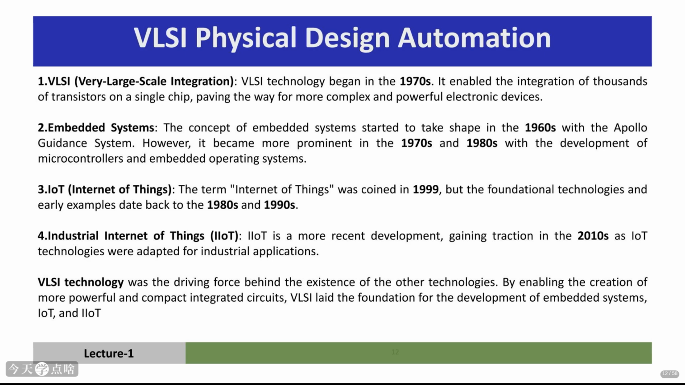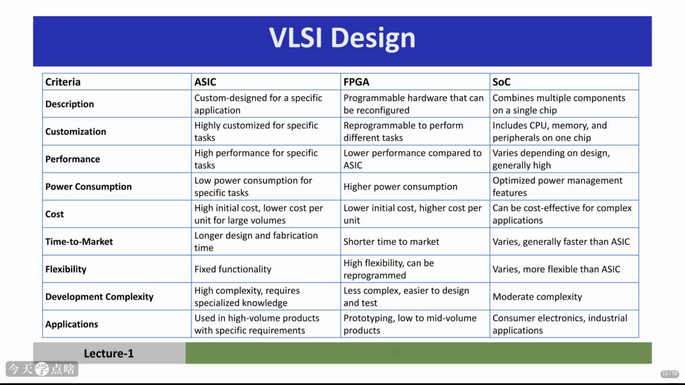When we talk about designing chips, we often encounter different types of ICs. Let's compare three main ones: ASICs, FPGAs, and SoCs. ASICs are application-specific integrated circuits, custom-made for one specific job. Think of them as bespoke suits, highly optimized but expensive and slow to design.